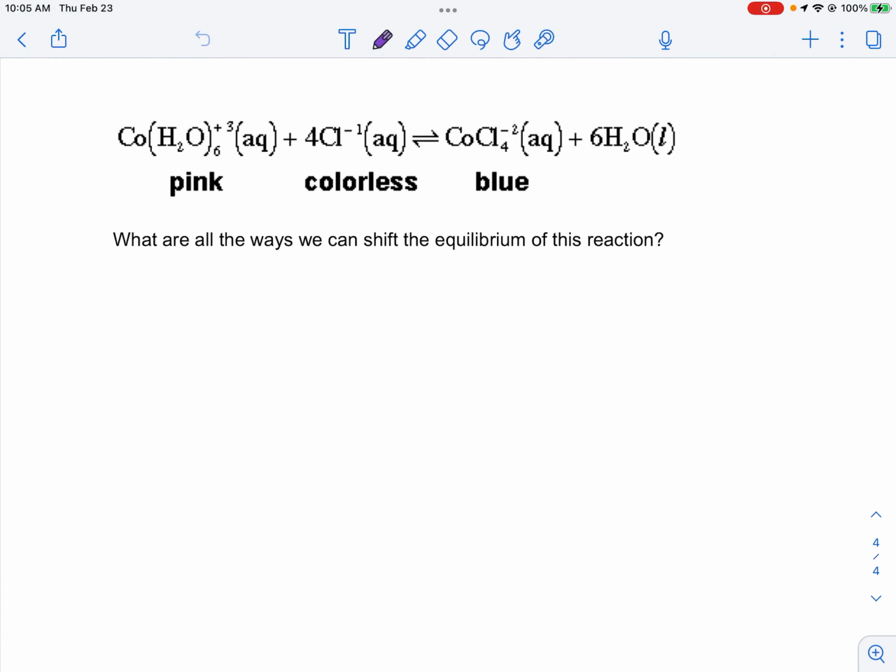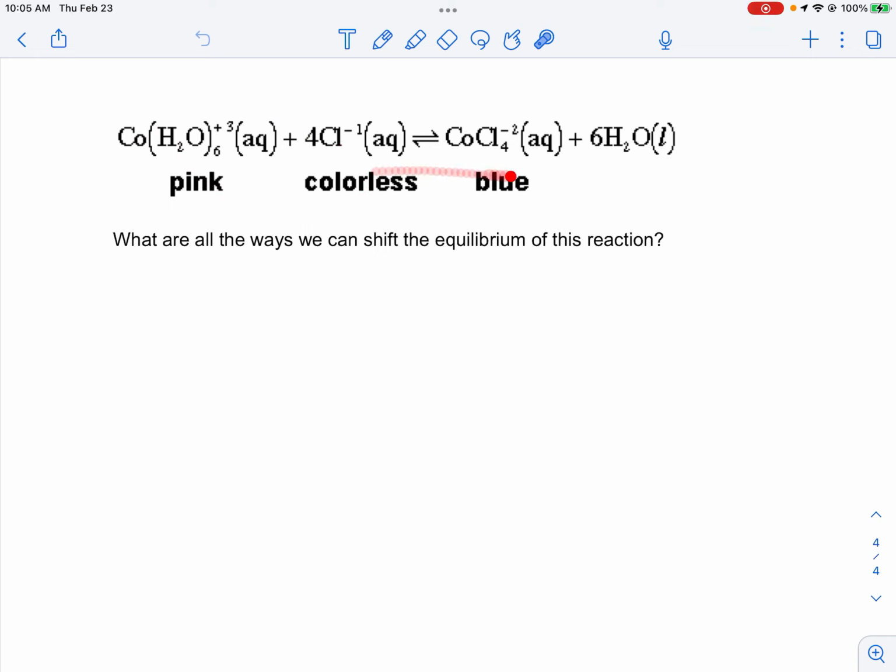Okay, so now that we know what equilibrium is, our next topic is, well, how do we shift this equilibrium? How do we make more of one chemical and less of another, right? Like we can imagine that maybe we have this pink cobalt attached to this water, and then some chlorine ions, right? Maybe these are extremely cheap chemicals, and we don't really want these. We want this thing. Maybe this thing is valuable.